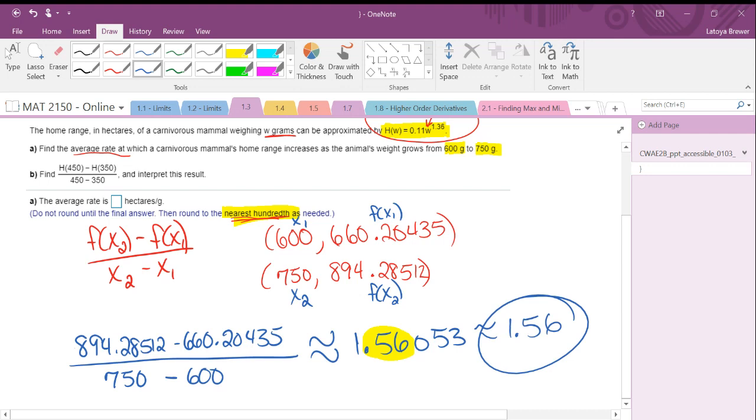Part B is just asking you to interpret the results. And literally, what this is telling you is that you would find what that average is. I won't take time to actually do that. You can plug that in the calculator just like we did part A. But what that's going to give you is the average rate of change in the home range for an animal whose weight grows from 350 pounds to 450 pounds. So if you can do part A and understand what part A is, part B is just explaining what the output actually means.